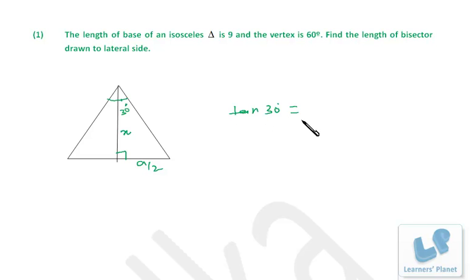So tan theta is 9 by 2x, right? Tan 30 degrees is 1 by root 3. So x is equal to 9 root 3 by 2, right? That is the length of angle bisector. Okay, I hope you are clear.